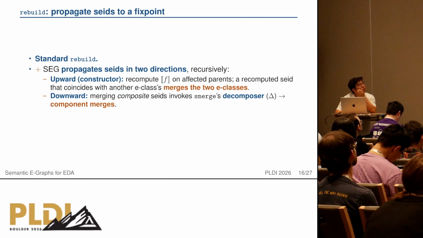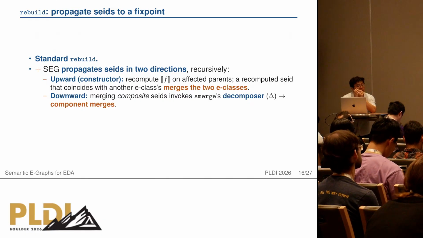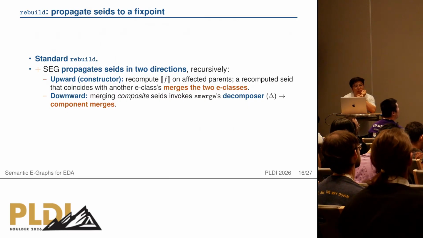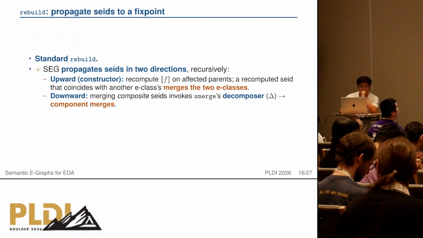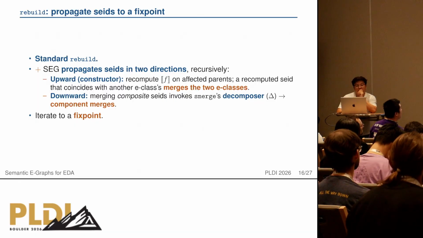And we also have rebuild. What we are doing in addition is that the rebuild process can propagate the SEID in both directions, either upward through the recompute of the semantic constructor on the affected parents, or, if some merge happens, we may trigger the downward propagation by the decomposer. And it iterates until a fixed point.